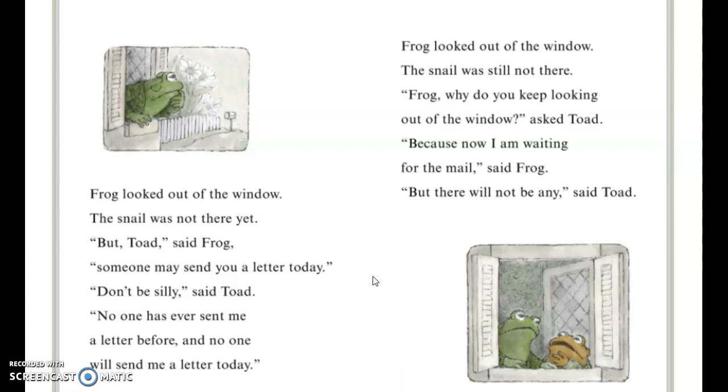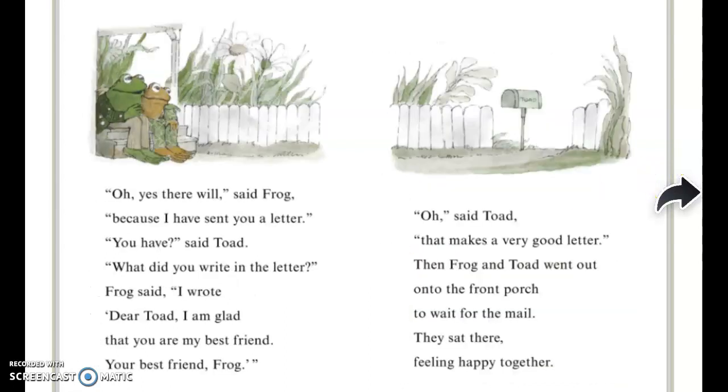"Frog, why do you keep looking out the window?" asked Toad. "Because now I am waiting for the mail," said Frog. "But there will not be any," said Toad. "Oh yes, there will," said Frog, "because I have sent you a letter." "You have?" said Toad. "What did you write in the letter?" Frog said, "I wrote, 'Dear Toad, I am glad that you are my best friend. Your best friend, Frog.'" "Oh," said Toad, "that makes a very good letter."